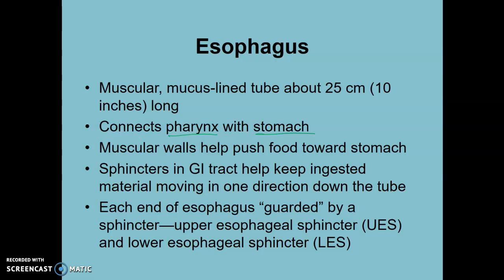So the muscular walls push food down towards the stomach, and the food only goes in one direction based on sphincters, or muscular valves, that keep food going in one direction. When we are undergoing peristalsis or nausea that pushes food back the other way, we have to overcome those sphincters, which is part of why we feel terrible. So the esophagus is guarded by a sphincter called the esophageal sphincter, okay, the upper esophageal sphincter, UES. And there's a lower esophageal sphincter, the LES.